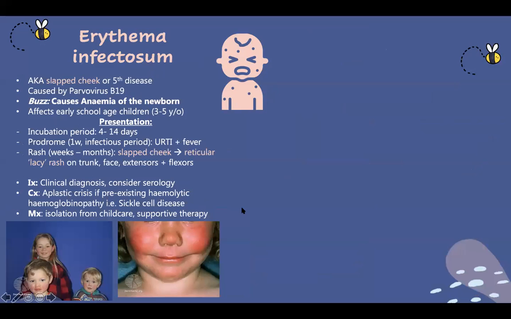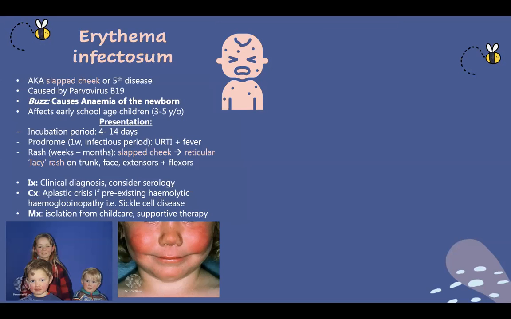So erythema infectiosum, I think of the cheeks being infected, like they're red. Also known as slapped cheek, also known as 5th disease, caused by parvovirus B19. The parvovirus B19 part we don't have to remember, but actually we do, because sometimes they won't ask you what is this condition. They'll say what is the pathogen that causes this condition. And the buzzword is anemia of the newborn.